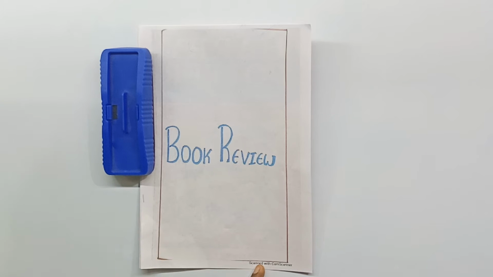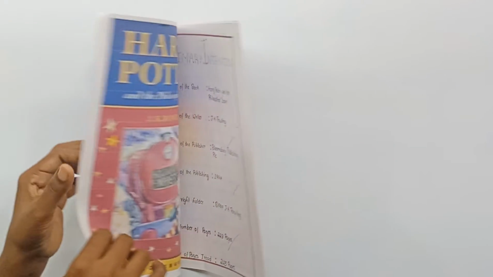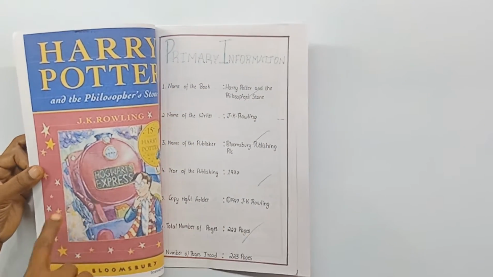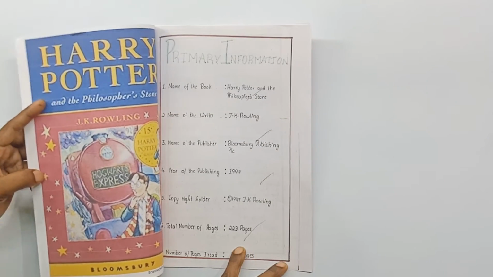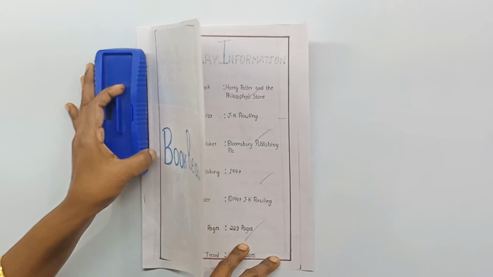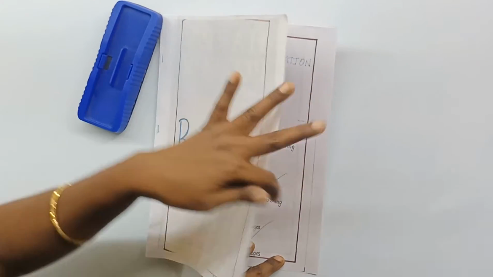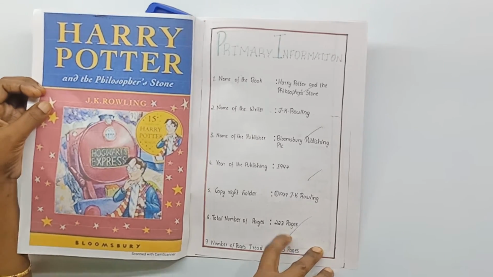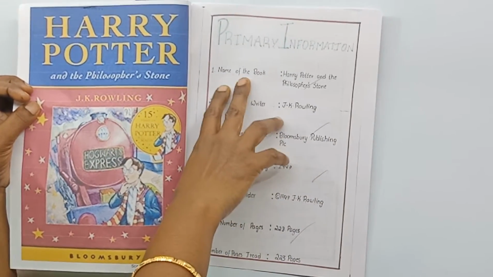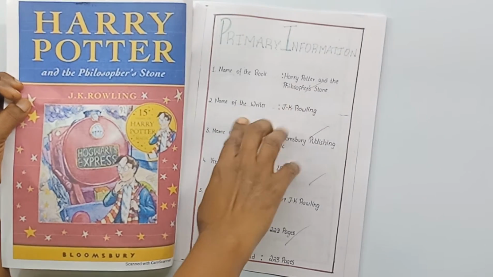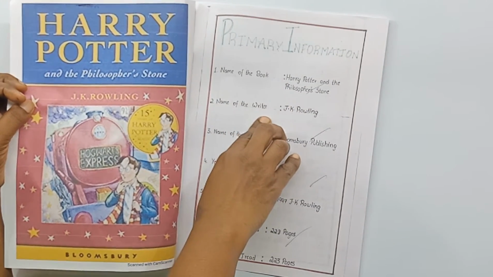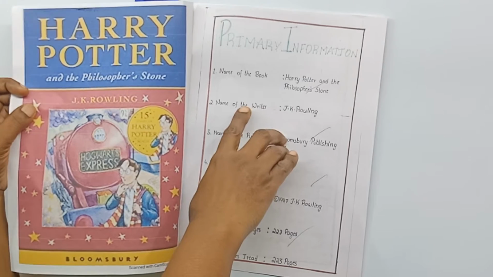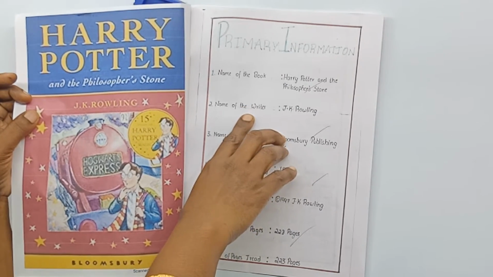This is one of the ways in which you can write a book review. You can give the heading Book Review in the center of the page. Here I have made the children stick the photocopy of the cover page. This is the cover page, the photocopy out here, and then the primary information where you have the name of the book, name of the writer or author or editor, whatever is given in that book, that you ought to write here.